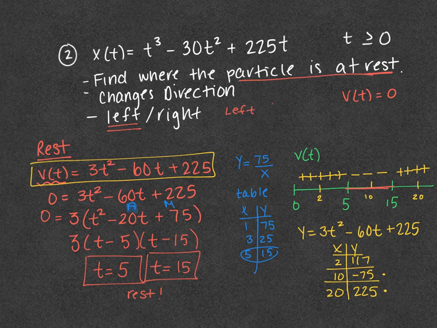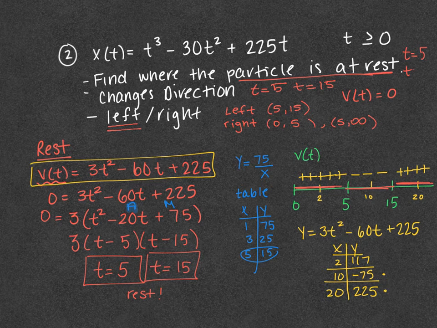So left is from 5 to 15, and we always use these soft brackets. And it moves right when it's positive. So from 0 to 5 and from 15 to infinity. Again, always using soft brackets. That's when it moves left, that's when it moves right, and it changes direction at time equals 5 and at time equals 15. And that's when it's also at rest, at 5 and 15.